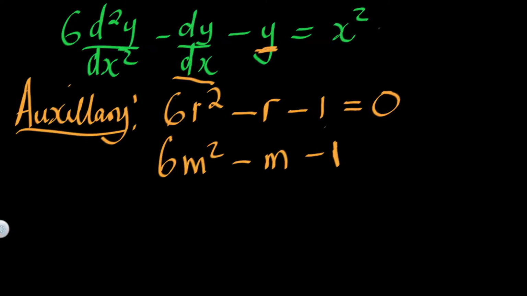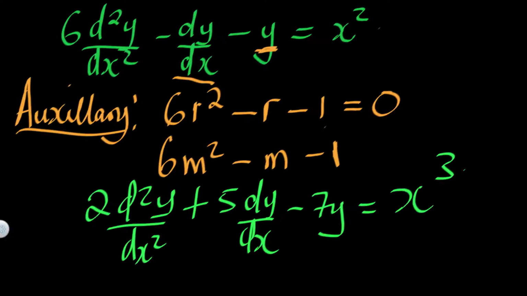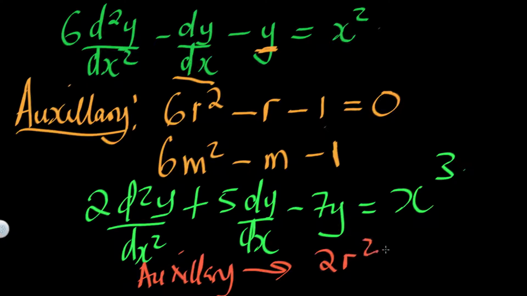Please, you need to be able to write the auxiliary equation. I just want to indicate to you how we write it. If I had something like 2 d squared y over dx squared plus, let's say, 5 dy dx minus 7y equals, let's say, x cubed, my auxiliary in this case would be 2r squared plus 5r minus 7 equals 0. We always equate our auxiliary to 0. I think you can see the pattern of how you can write your auxiliary.